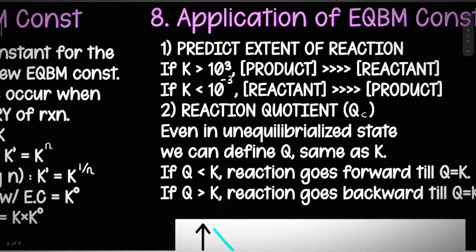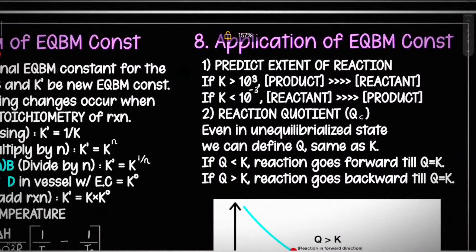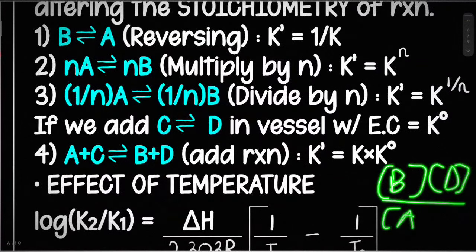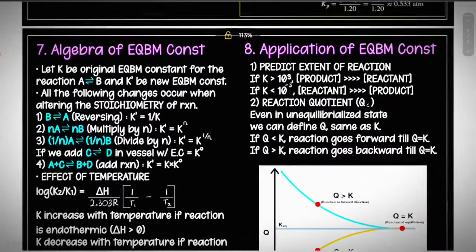And let's define Qc. What is Qc? Even in a non-equilibrium state, we can define Q, of the same form as here. Let's look at this reaction only. Let's say it is not in equilibrium. Still, we can write the equilibrium type expression for it: B into D upon A into C. Keep in mind that we are considering this as not in equilibrium, so we will not call it K, we will call it Q.